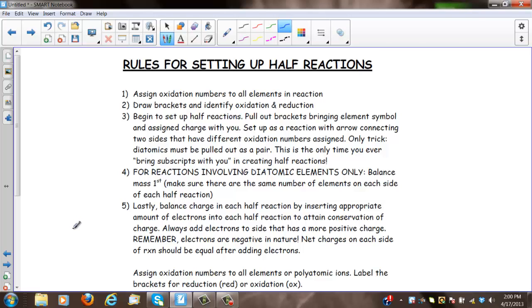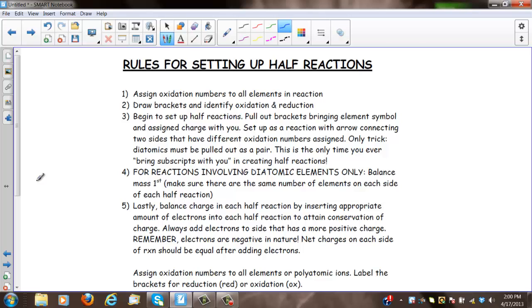Let's look at some rules for setting up half reactions. First of all, assign oxidation numbers to all elements in the reaction. Draw brackets and identify oxidation and reduction. Begin to set up half reactions. Pull out brackets, bringing the element symbol and assigned charge with you. Set up as a reaction with an arrow connecting the two sides that have different oxidation numbers.